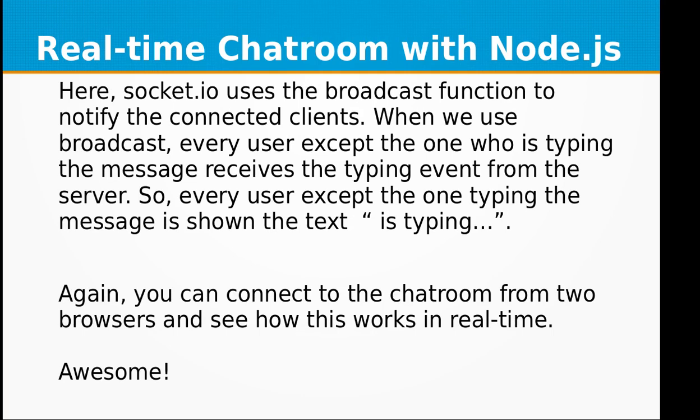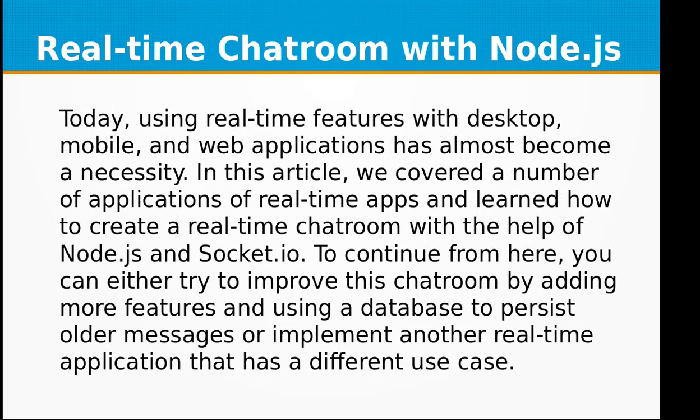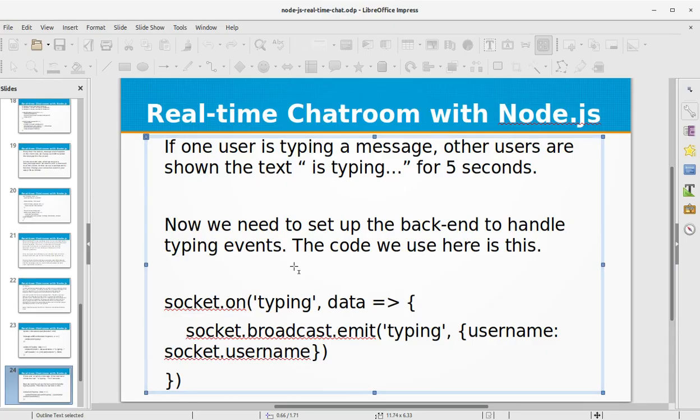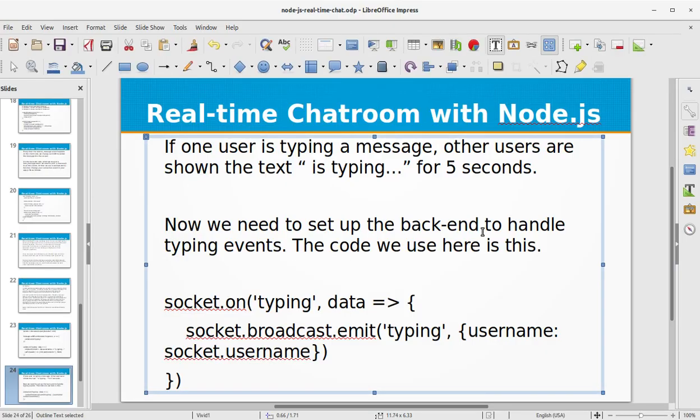And let's come to the conclusion. Today, using real-time features with desktop, mobile and web applications has almost become a necessity. In this article, we covered a number of applications of real-time apps and learned how to create a real-time chat room with the help of Node.js and Socket.io. To continue from here, you can either try to improve this chat room by adding more features and using a database to persist older messages, or implement another real-time application that has a different use case. Okay, that is all. See you next time with a new project or topic in Node.js.